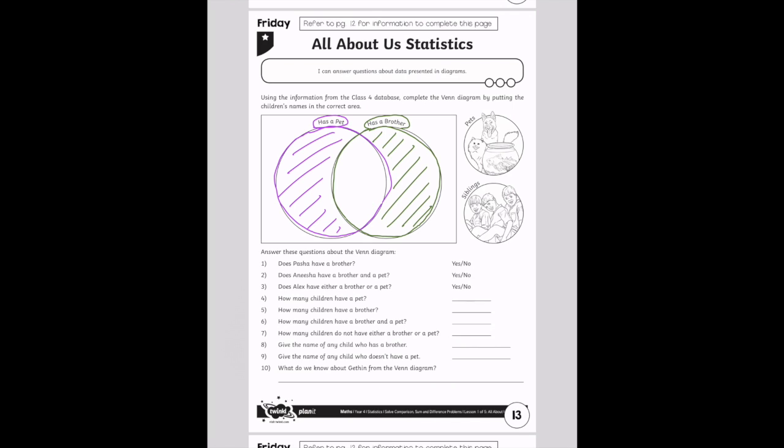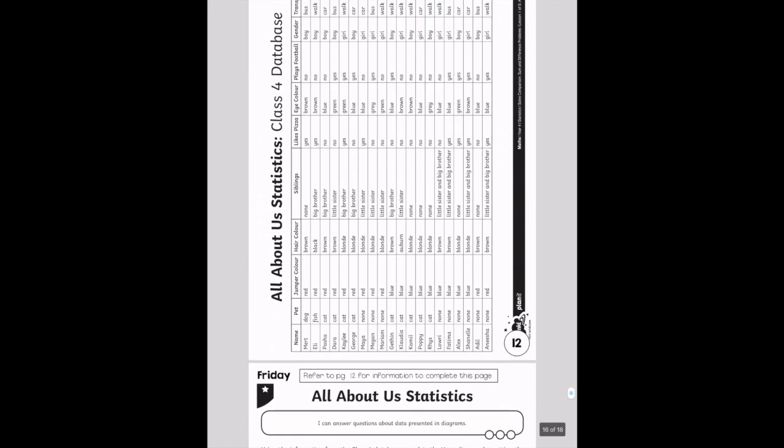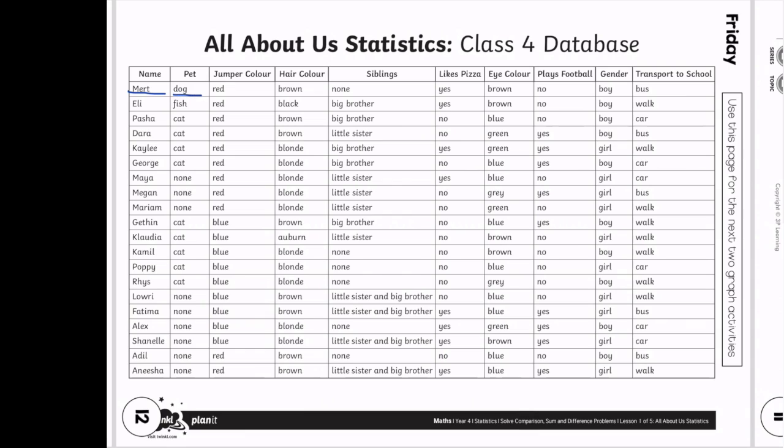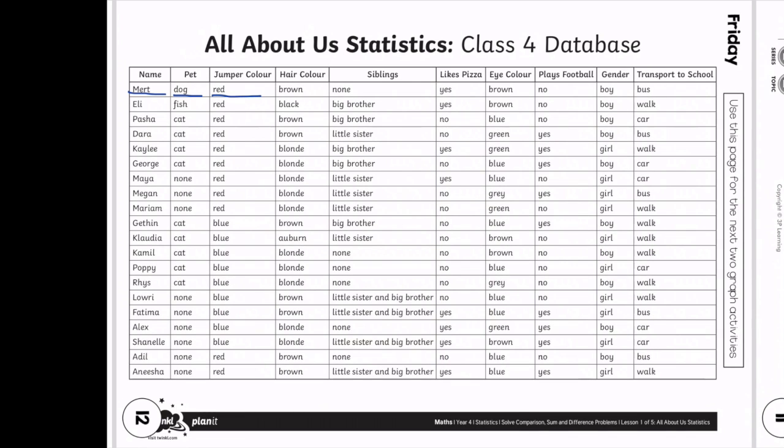So if they have both a pet and a brother, their names would go in there in the middle. Okay, so on this sheet, using the information from the Class 4 database, which was this page here, okay, so how would we read this? Well, let's look at Mert. Mert has a pet. He has a dog. His jumper color is red. His hair color is brown. Does he have any siblings? He does not. Siblings mean brothers or sisters, okay? So does not have any. Likes pizza, yes. His eye color is brown.